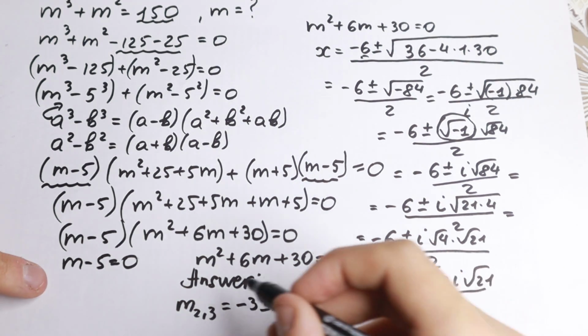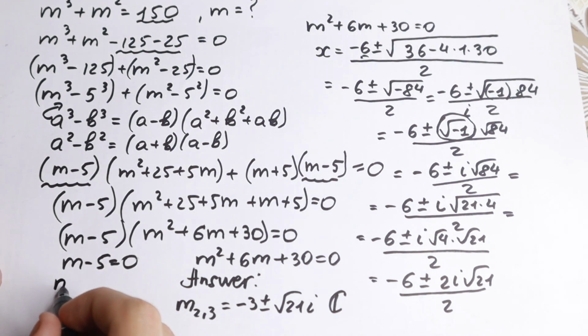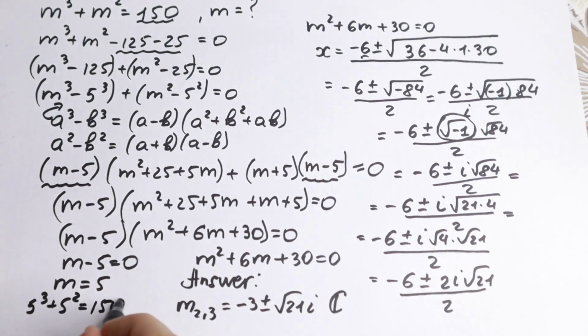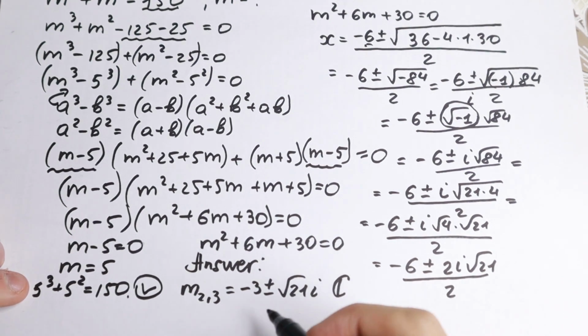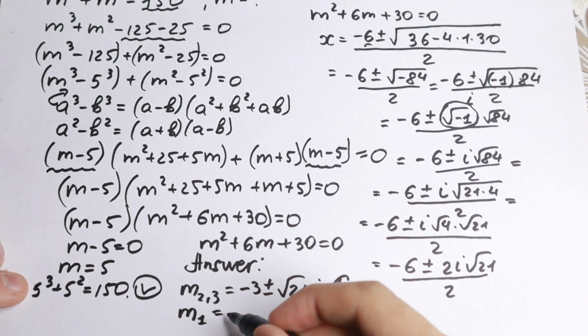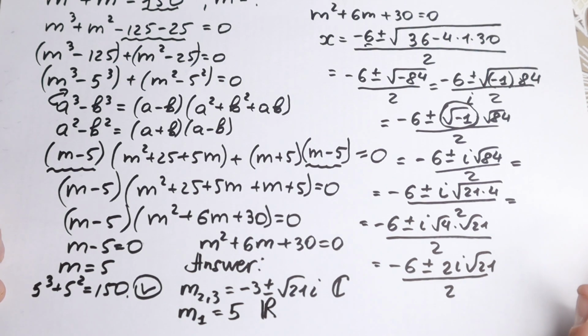And what about real number roots? Real number roots, right here, we'll have m minus 5 equal to 0, so m equal to 5. And if we check it real quick, we'll have 5 cubed plus 5 squared equal to 150, which is absolutely correct, because 125 plus 25 equal to 150. So our m second and third, this is complex roots, and our m first, if we're talking about real number roots, equal to 5. This is our real number root.